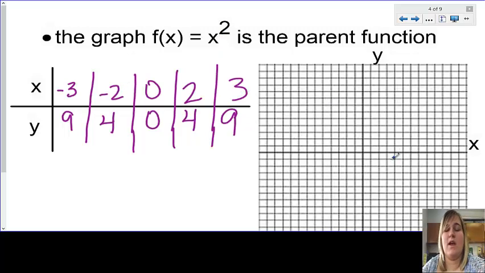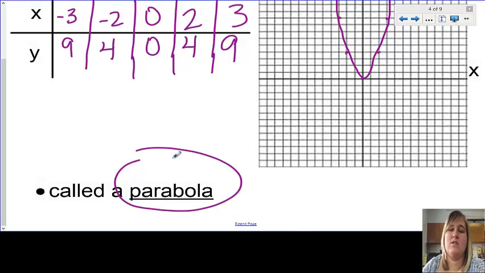So I just need to plot these points. I have negative 3, 9. So left 3, then up 1, 2, 3, 4, 5, 6, 7, 8, 9. Then left 2, up 4. Then 0, 0. Then 2, 4, so right 2, up 4. Then 3, 9, so right 3, up 9. So my graph, if I can hit all my points, looks approximately like this. And we call this a parabola. It's the U shape. It should be more circular and rounded than what it looks.